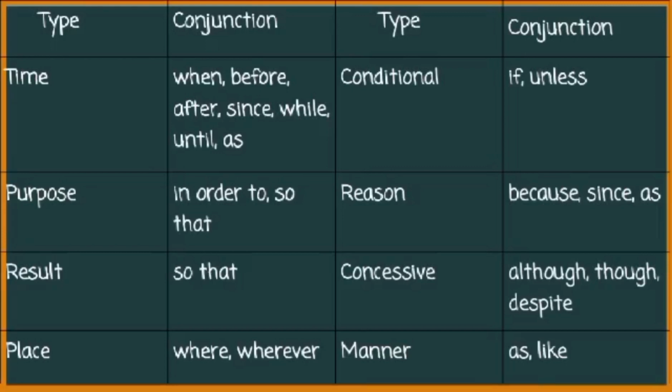The conjunctions in order to and so that refer to the purpose, and the conjunction so that refers to result. Where, wherever are for place; if, unless are conditional; because, since, as are reason; although, though, despite are concessive; as, like are for the manner.